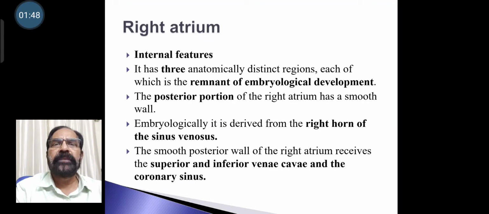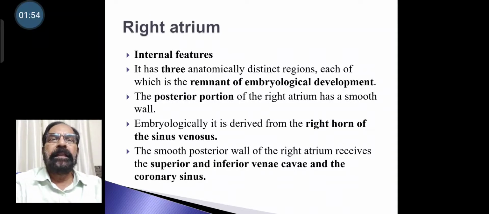Right atrium. Internal features. It has three anatomically distinct regions, each of which is remnant of embryological development. Posterior portion of right atrium has smooth wall. Embryologically, it is derived from right horn of sinus venosus.